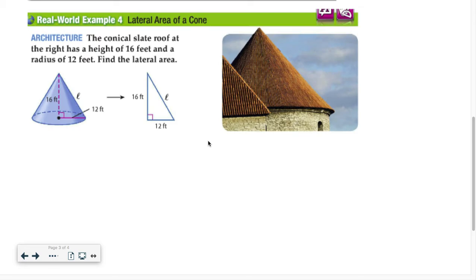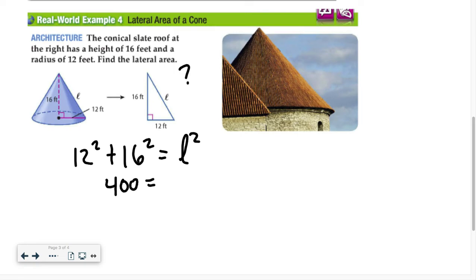So the conical slate roof at the right has a height of 16 feet and a radius of 12 feet. Find the lateral area. This diagram is just showing you we've got to use the Pythagorean theorem to find slant height. So we would go 12 squared plus 16 squared is equal to my slant height squared. 144 plus 256, so that's 400 equals L squared, square root. We get a slant height of 20 feet.